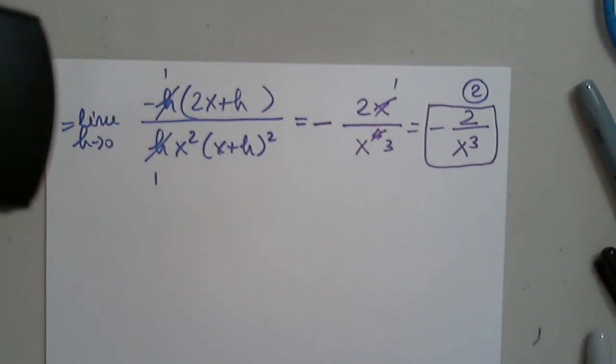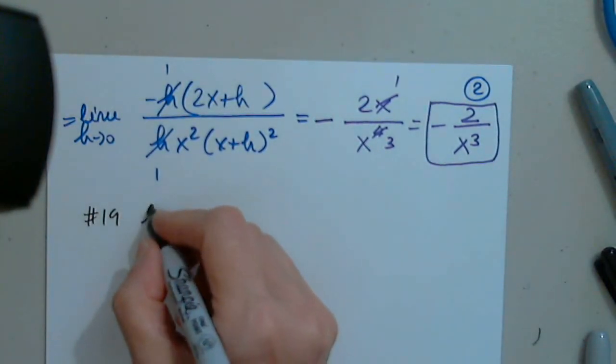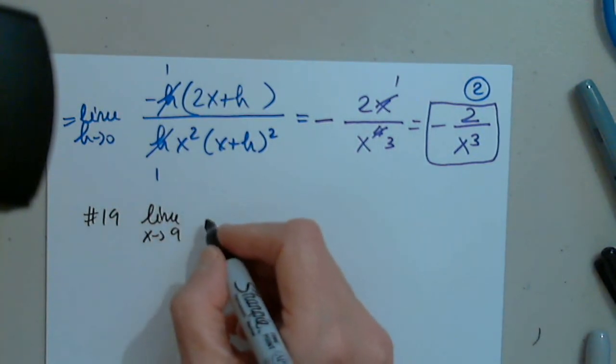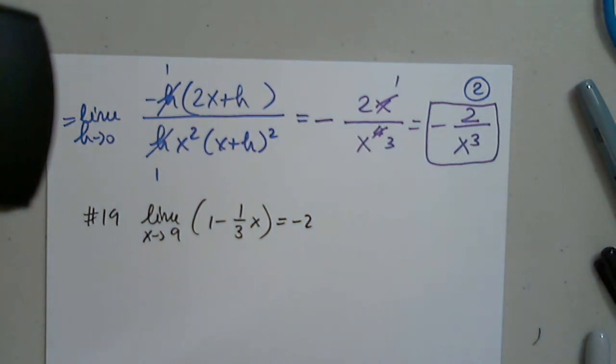This is it. So if you understand how to prove using the epsilon delta definition any of the linear functions, I am absolutely happy and pleased. So let's choose any function you'd like from 15 through 22. What about 19? Let's start with 19. Let me copy it: limit as x approaches 9 of 1 minus 1/3 x equals -2. Okay, perfect pick. Let's start.